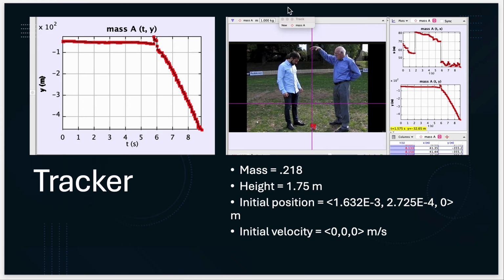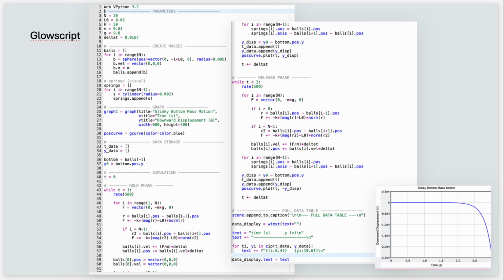For my Tracker, these were my results. It's a little wonky here, but the overall structure you can see. The mass was 0.218 kilograms. The height was 1.75 meters. The initial position was this, and then the initial velocity was 0 since in the beginning it wasn't moving.